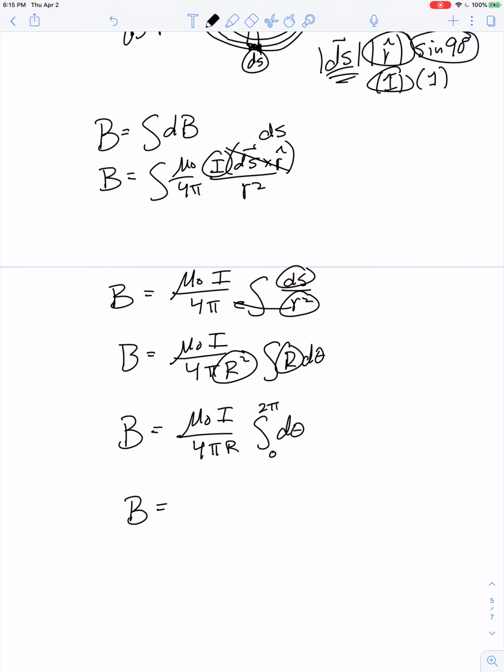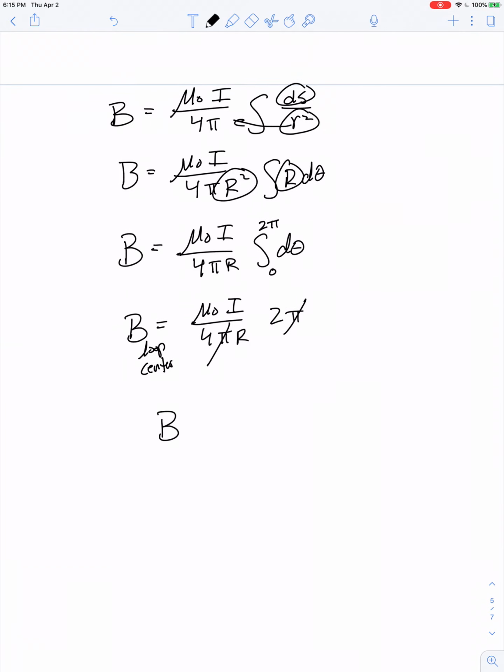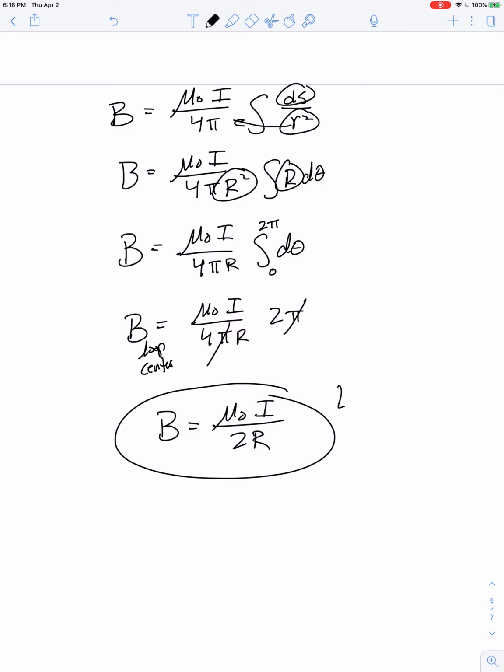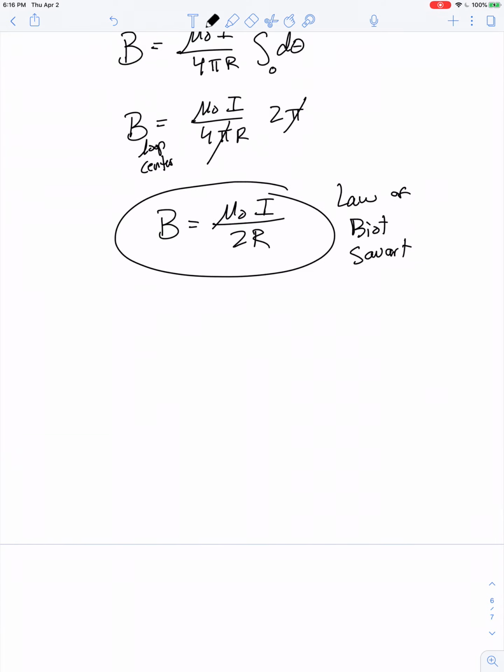So we find that the magnetic field at the center of a loop is equal to mu naught I over 4 pi r times 2 pi. The pi cancels out, and lo and behold, we get our final answer: B is equal to mu naught I divided by 2r. So that's it. That's using the law of Biot-Savart to brute force our way into determining the magnetic field at the center of a loop.